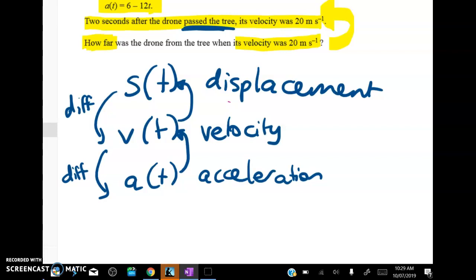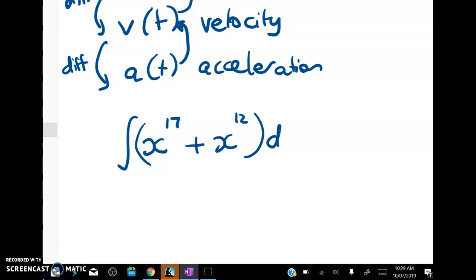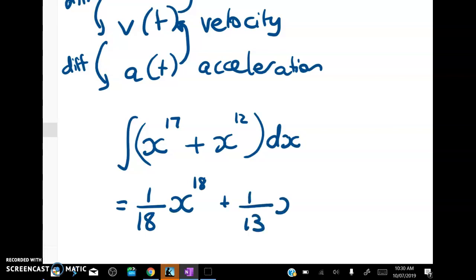The other notation that you'll see me using that some teachers don't use in level 2, but I do, is this thing here. So for example, let's do a really silly one, if I had x to the power of 17 plus x to the power of 12, and I want to anti-differentiate it, I write it like this. And my answer would be 1/18 of x to the power of 18 plus 1/13 times x to the power of 13 plus this mysterious plus c.